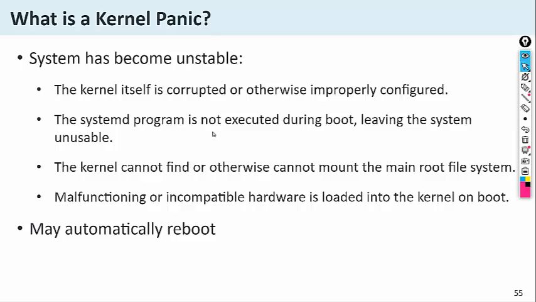If a daemon program is not executed during the boot, then your system will be unusable. Or the kernel cannot find, or otherwise cannot mount, the root file system. Malfunctioning or incompatible hardware loaded into the kernel at boot also creates the possibility of a kernel panic.